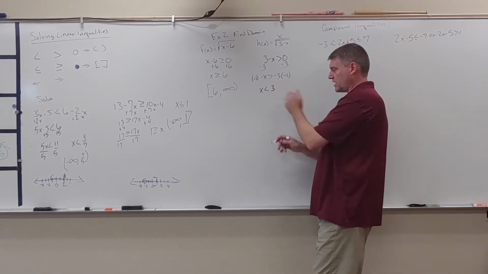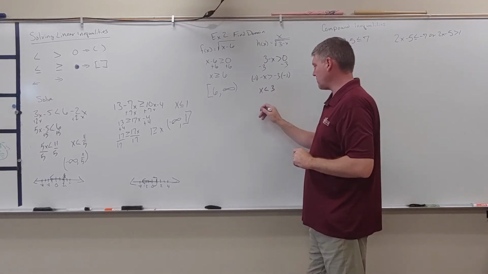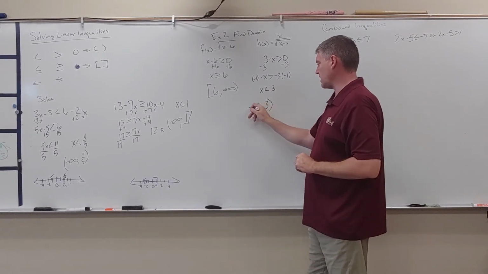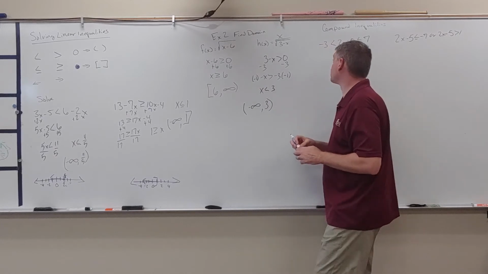Okay, so this is set notation. I now know that the highest value I could be is 3, right? So it's a parenthesis because it's not equal to. So negative infinity to 3.